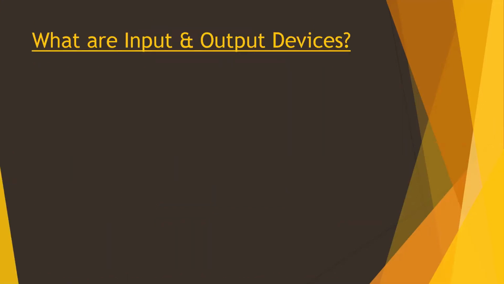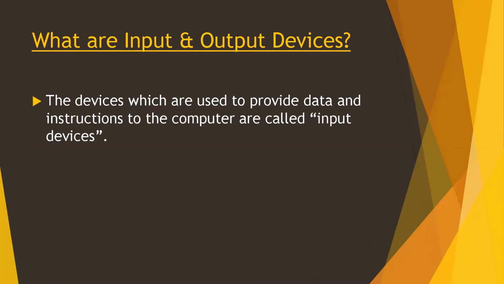So what are input and output devices? For example, consider the keyboard here. If you press any key on the keyboard, you're giving some data to the computer using the keyboard. So here the keyboard is called an input device. So what are input devices? Any device which is used to give data to the computer is called an input device. Keyboard is the most commonly used one.